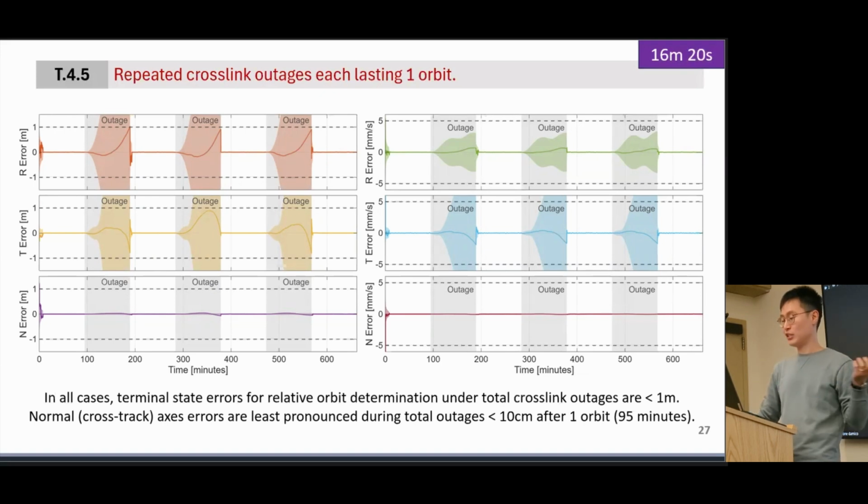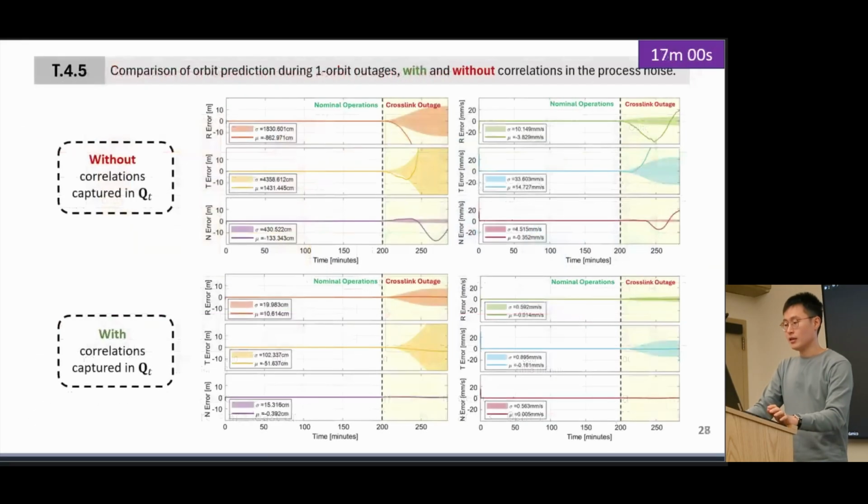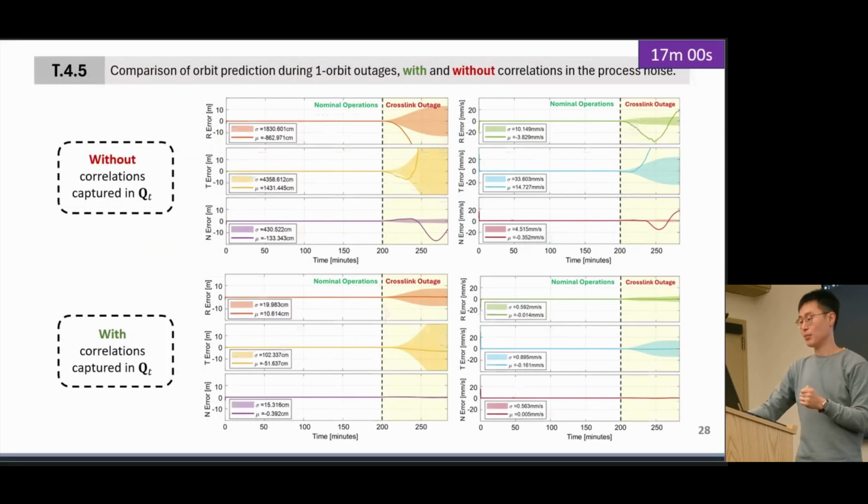It's not that we have met this requirement, because the error itself can be influenced by your initial state uncertainty and also the disparity in modeling between your truth dynamics and your filter dynamics. Rather, the key insight that we want to present in this slide is the role that correlations play in the process noise model. So we repeat the same scenario, but this time for just 1 dedicated blackout, or again for 1 full orbit. On the top, it shows the case where the correlations are not captured, and the bottom where it includes correlations in the process noise model.